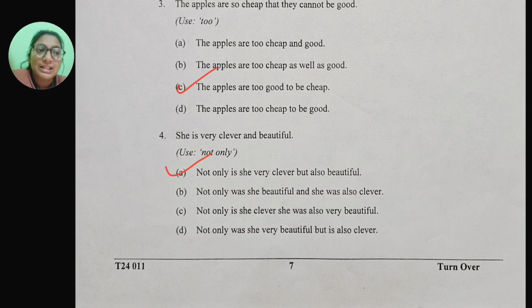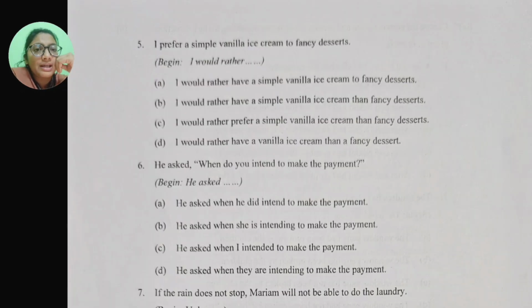Now we move on to the next 4. Now the fifth one. I prefer a simple vanilla ice cream to fancy dessert. Begin, I would rather. So option A, I would rather have a simple vanilla ice cream to fancy dessert. Number B, I would rather have a simple vanilla ice cream than fancy desserts. Number C, I would rather prefer a simple vanilla ice cream than fancy desserts. Number D, I would rather have a vanilla ice cream than a fancy dessert. So the correct answer is B over here. I would rather have a simple vanilla ice cream than fancy desserts.